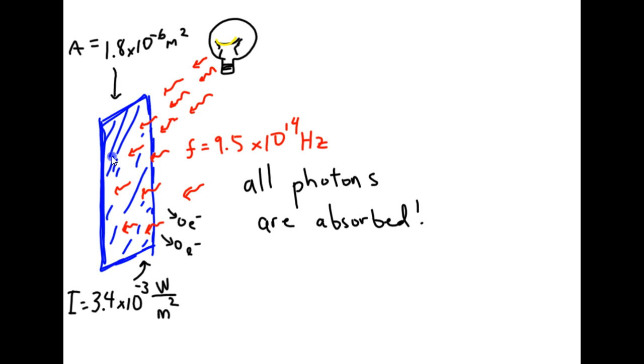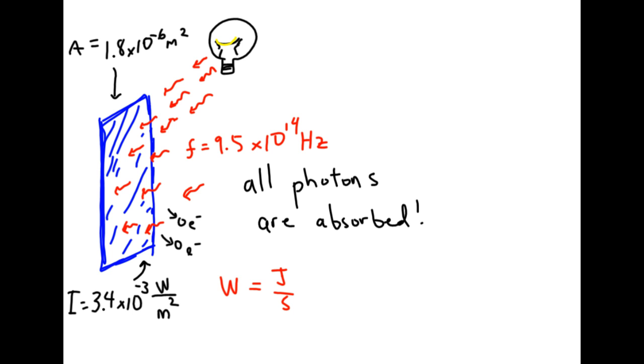We know the frequency of our light. That's what's shown in red here. The frequency is 9.5 times 10 to the 14, and that's measured in units of hertz, which is just 1 over a second. And we also know the intensity of the light when it strikes the surface. It's 3.4 times 10 to the negative 3 watts per meter squared. And just as a friendly reminder, we're going to use this later: a watt is a joule per second.